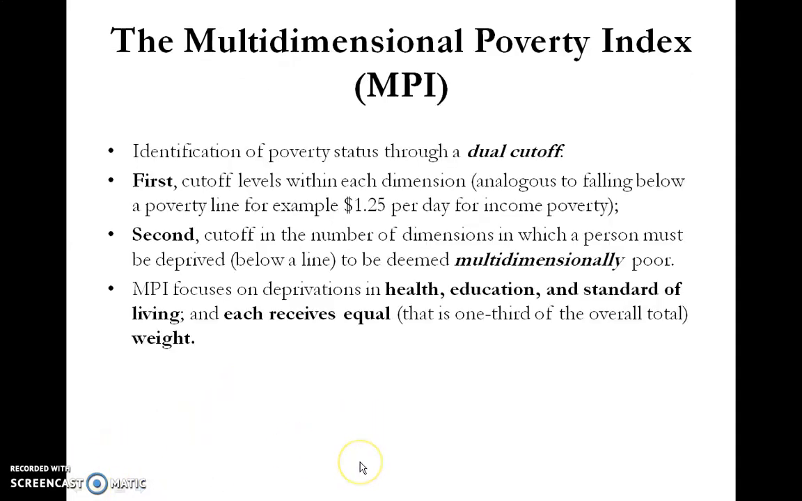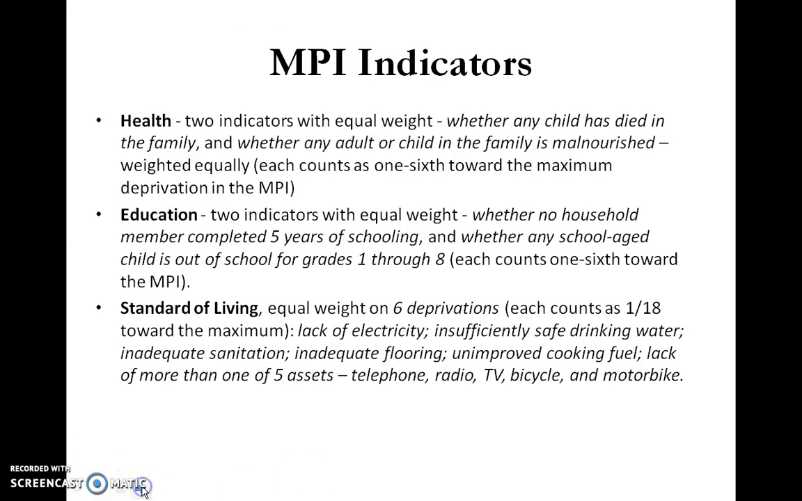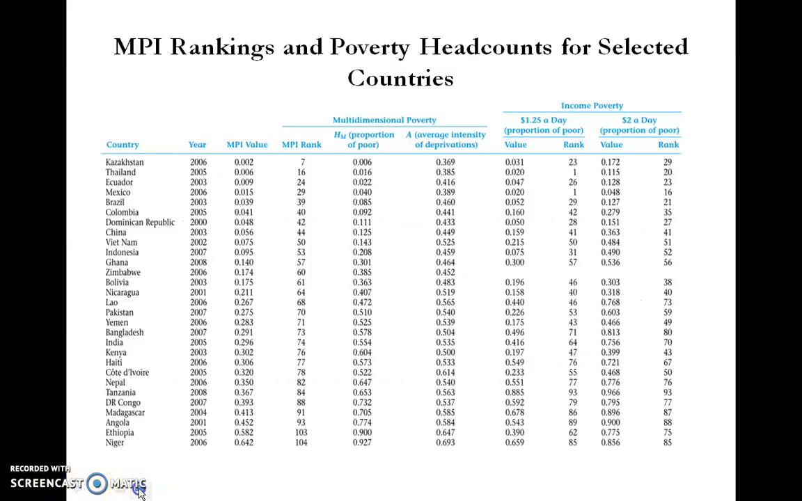But basically, your MPI tries to identify poverty status through a dual cutoff. And the dual cutoff considers not only money metric poverty, but also other dimensions of poverty, such as health, education, and standard of living. So this slide basically just deals with the health, education, and standard of living indicators and how they are calculated.